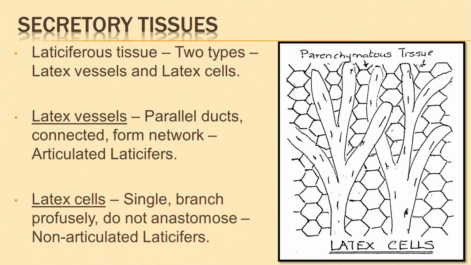Latex cells are single or independent units. They branch profusely through the parenchymatous tissue of the plant. They do not anastomose, that is, they do not fuse together to form a network. Hence, they are also called simple or non-articulated laticifers. Latex cells are found in Calotropis, Euphorbia, Ficus, etc.